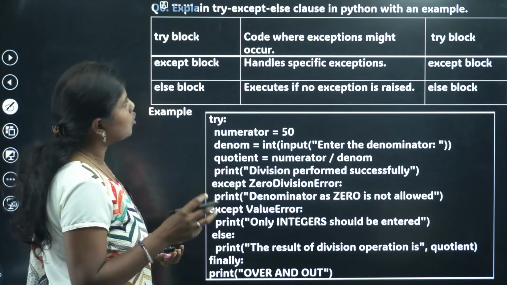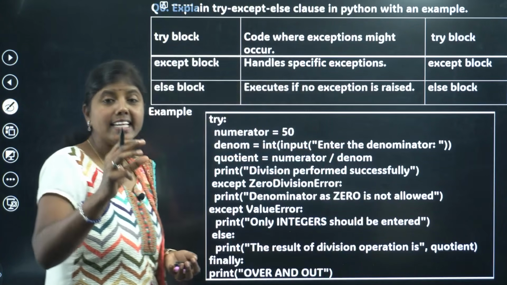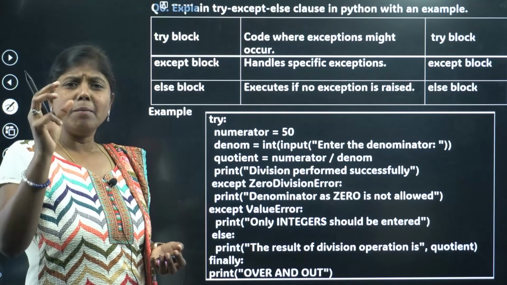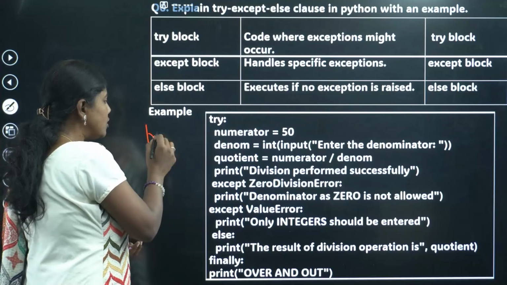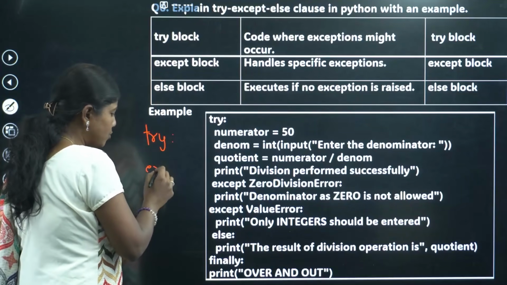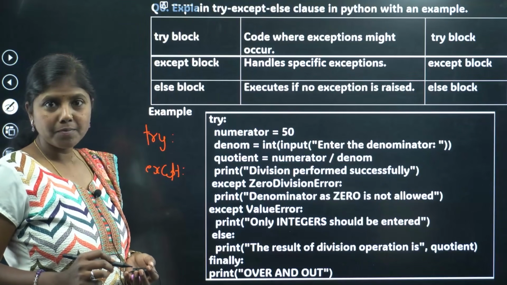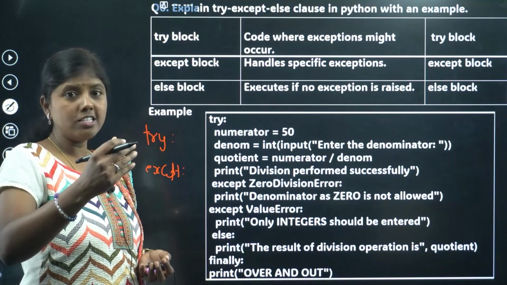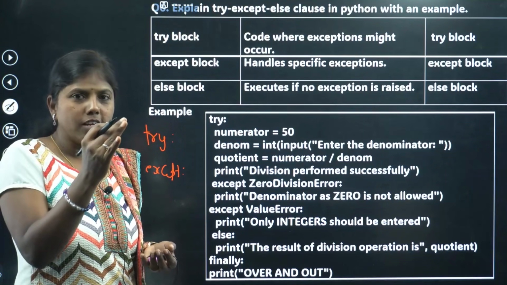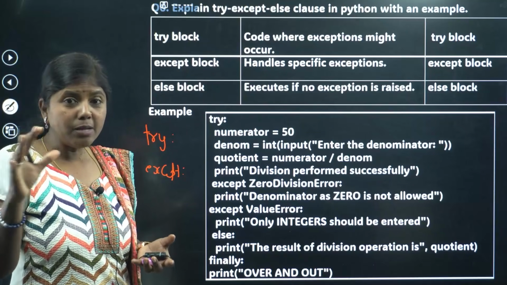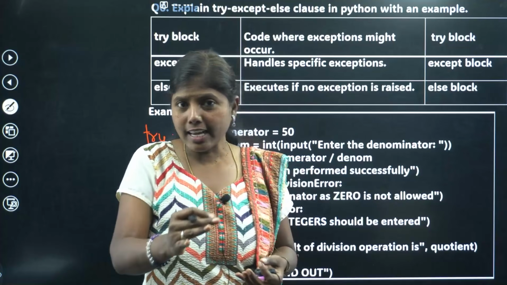Explain try except clause in Python with an example. Very simple. I told you exception handling can be done very, very easily by adding a block of code. What is that block of code? That block of code is called the try block and except block. Whenever an error is raised, to handle the exception and to have a normal flow of execution, that can be done very easily by adding a block of code. That block of code should contain try except block.